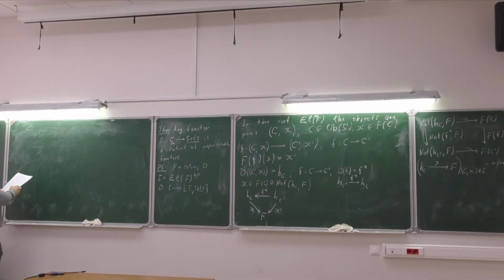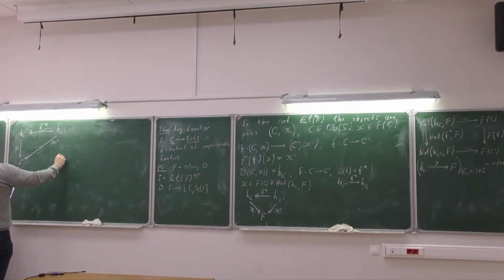Okay, so let's take this cone and let's take another cone. So we have h sub C, there is f upper star h sub C prime, x prime, and suppose we have another cone, say with the vertex T, and I'm also going to call the corresponding maps little t.